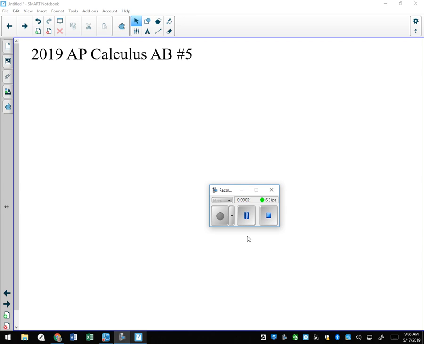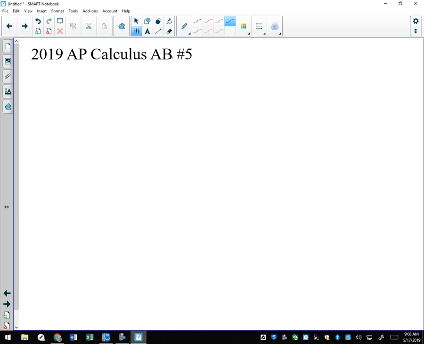All right, looking at question number 5 of the 2019 AP Calculus AB exam. This was not on the BC. This looks to be an area volume question. I have not read the question yet, so I'm solving this for the very first time. Hopefully I don't embarrass myself.